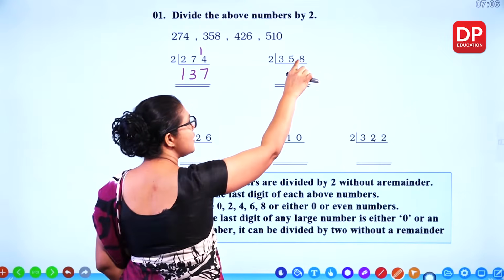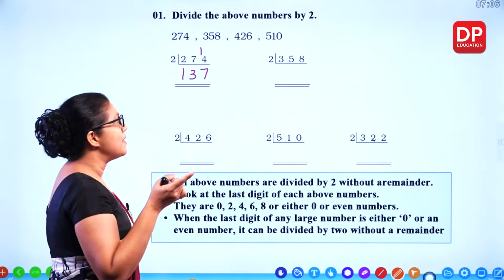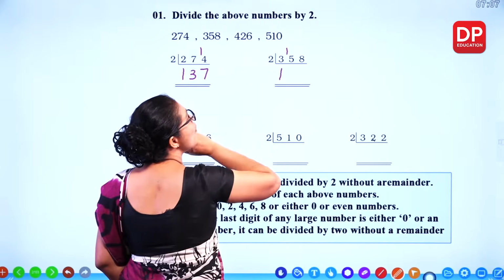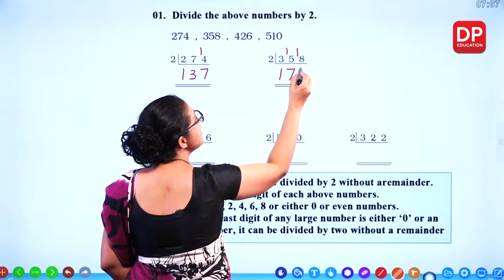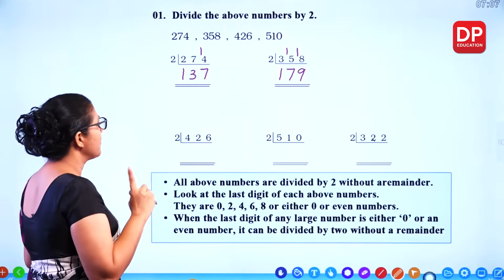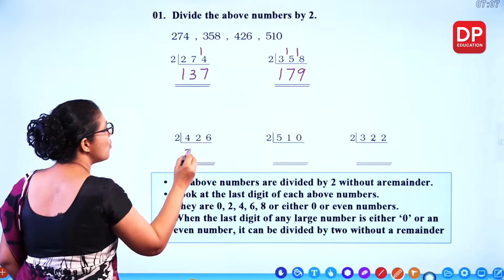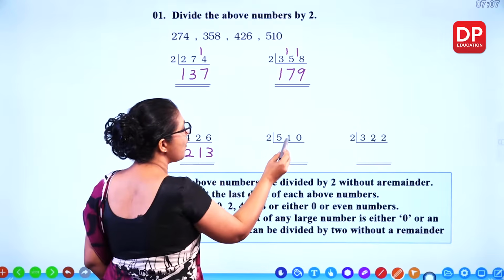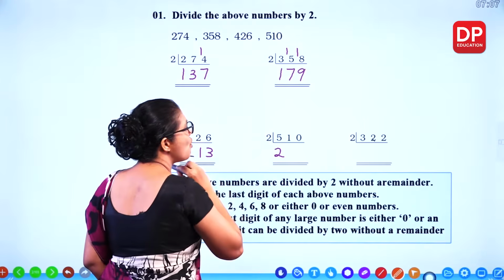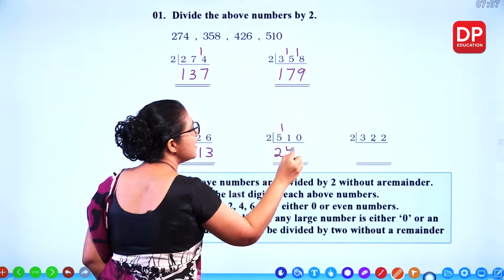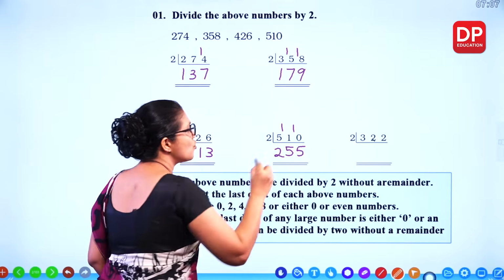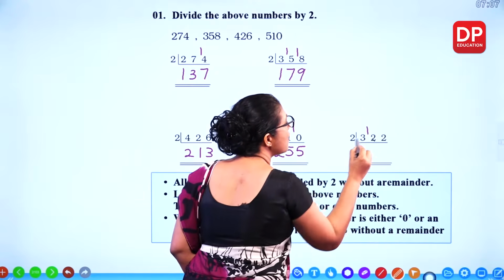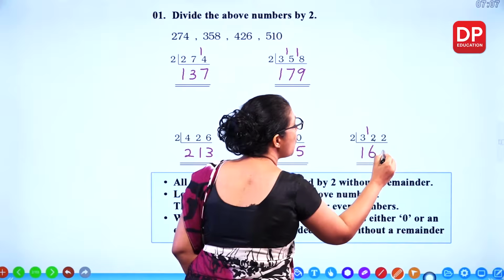We know that the last digit is an even number. So that means this whole thing is an even number. 2 times 1, 2. For 15, that's 7. For 18, that's 9. Divide this by 2. 2, 1, 3. Divide this by 2. 510. 2 times 2, 4, 1 remaining, 5, 10, 1 remaining and 5. So 255. Divide this by 2, 1 and for 12 that's 6 and 1.